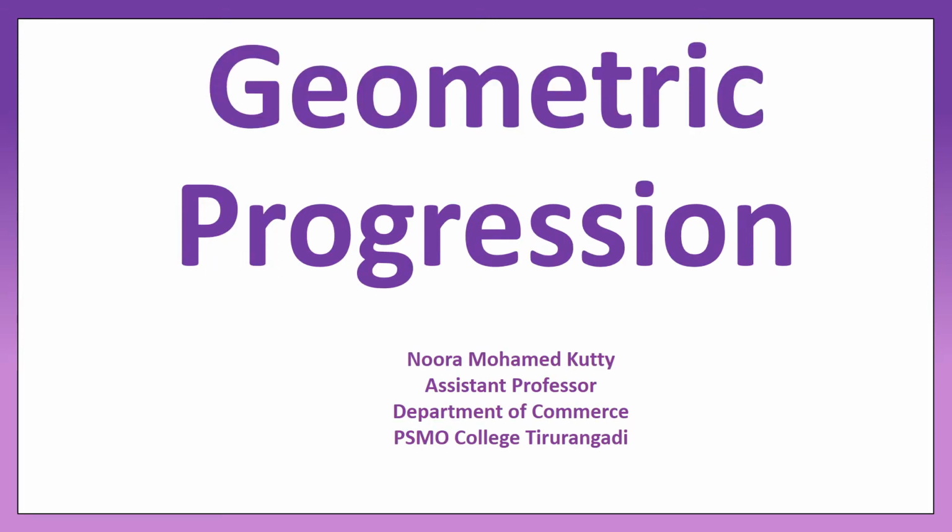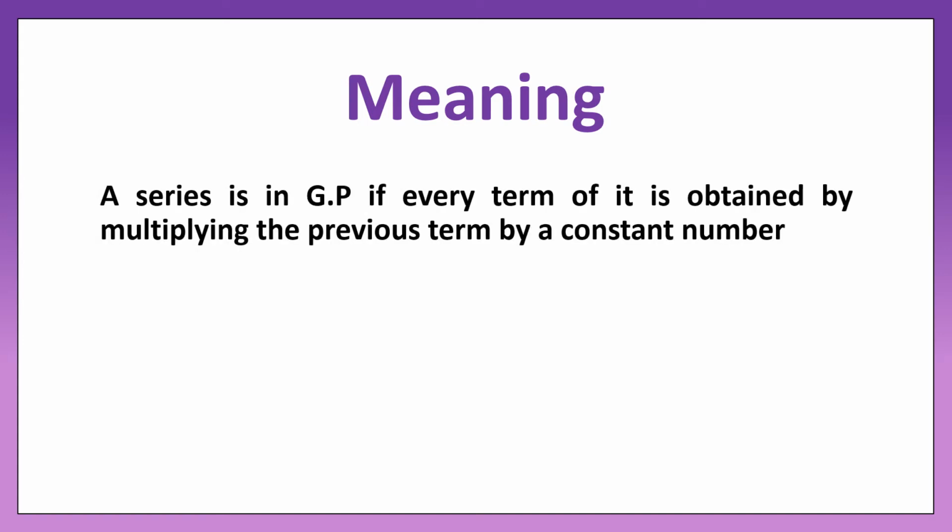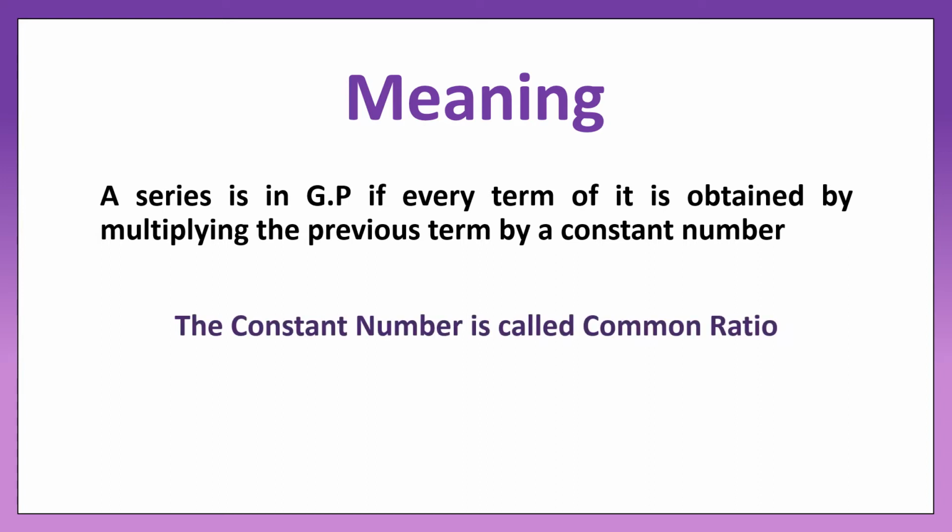In this video, we are going to discuss geometric progression. A series is said to be in geometric progression if every term of that series is obtained by multiplying the previous term by a constant number. And that constant number is called the common ratio, and that common ratio is denoted by R.